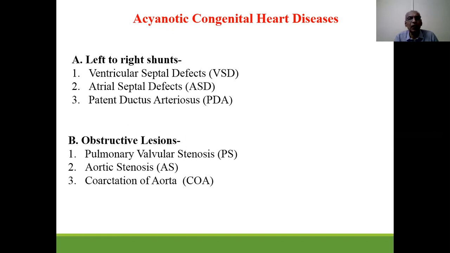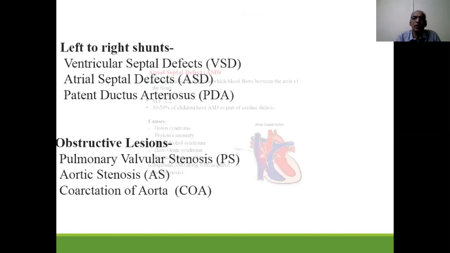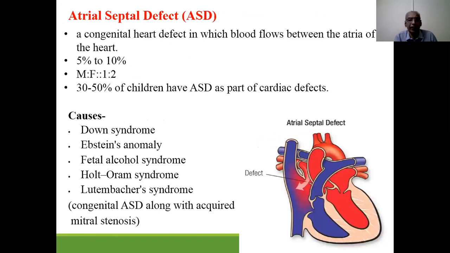Left to right shunts are ventricular septal defect, atrial septal defect, and patent ductus arteriosus. And in obstructive lesions, there are again three: pulmonary valvular stenosis, that is congenital pulmonary stenosis, congenital aortic stenosis, and coarctation of aorta. Now we will see these 6 diseases in detail.